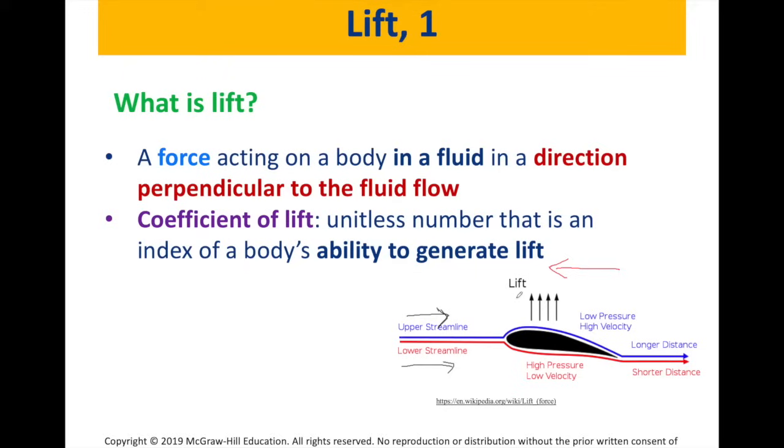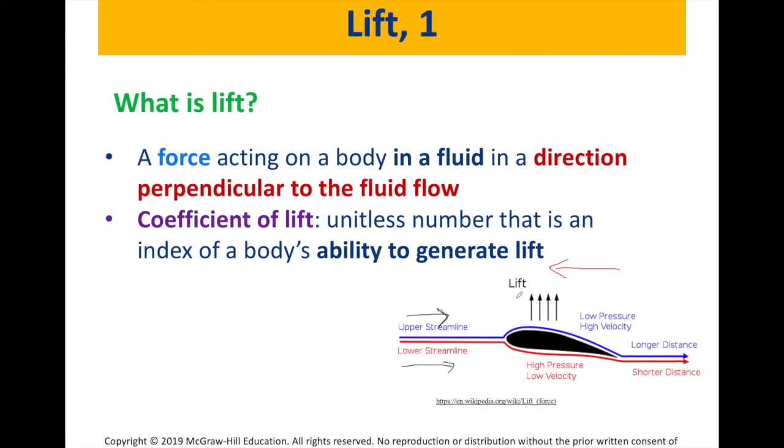And we have a very important concept that we need to identify for lift called the coefficient of lift. It's a unitless number that is an index of the body's ability to generate lift, and it depends on the geometry of the structure, which we're going to be calling a foil, which is any geometry or body that can generate lift. This is the general idea about lift, and it's a fluid force trying to pull the object perpendicular to the direction of the fluid flow.